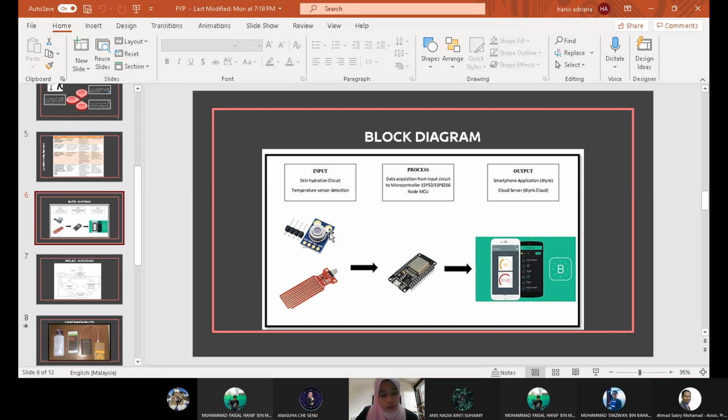As for the input, I use the MLX90614 infrared thermometer sensor for body temperature detection and a water sensor level module for skin hydration. Both of these parameters are connected to the microcontroller, ESP NodeMCU, which acts as a processor and coordinator from the sensor to the user phone. Then the phone will give the output through the Blynk application and cloud server.